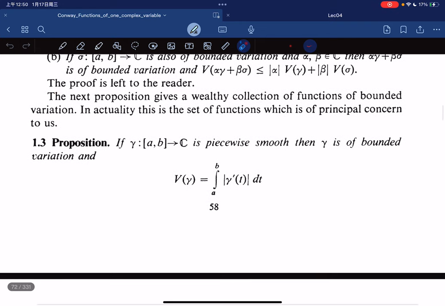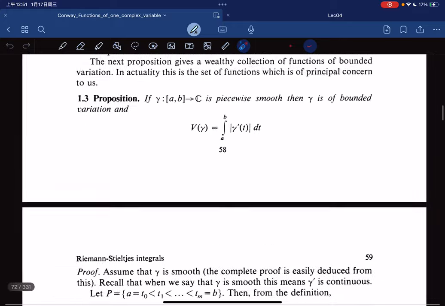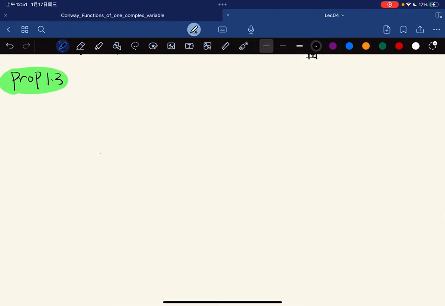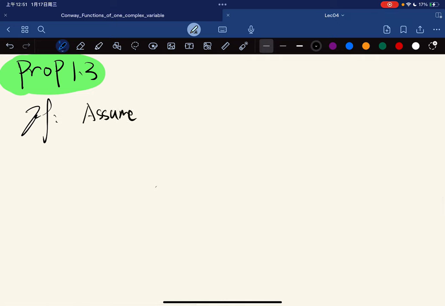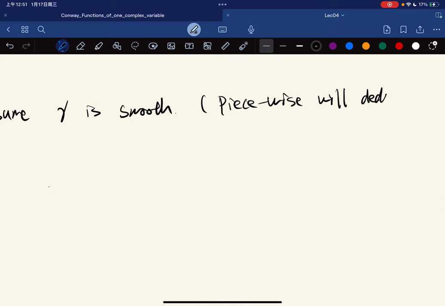Okay, so now we have another proposition: if gamma is piecewise smooth, then it is of bounded variation, and we have this equality. So the total variation is just the integral of the absolute value of the derivative. This is a real-valued function, because we're taking the absolute value, so we again get a real number. So this is a real integral. So let's just assume gamma is smooth and piecewise.